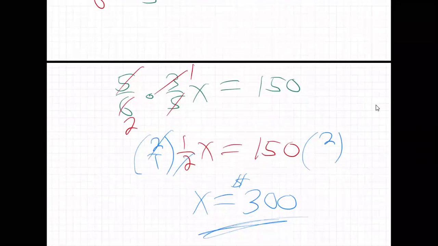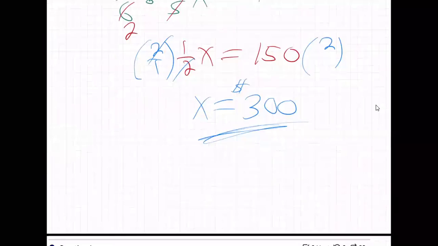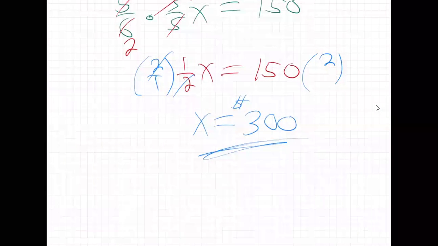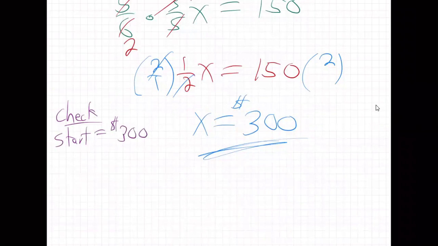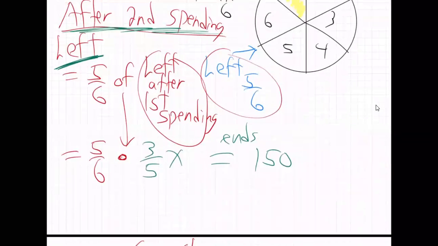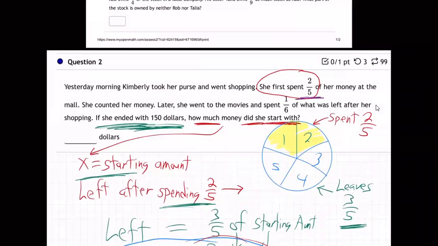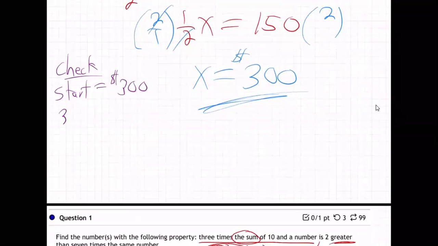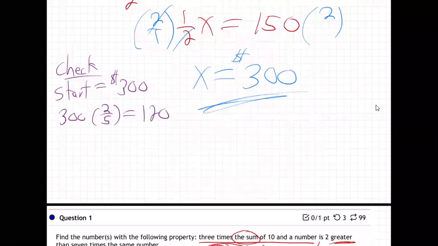How could we check that answer? What if this was your exam and you want to make sure you get these things right? How could I check it? It'd be pretty easy, wouldn't it? We're saying she starts with $300. She spent 2/5, then 1/6. So she spent 2/5. Well, you know how to do that. Take 300 times 2/5 on your calculator. It'll be 120.